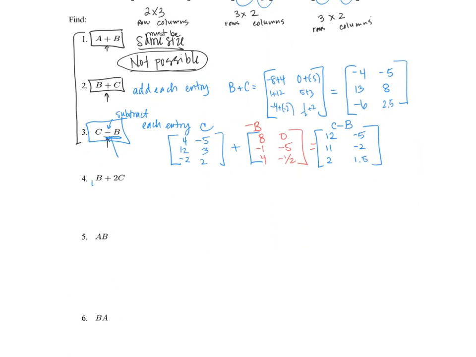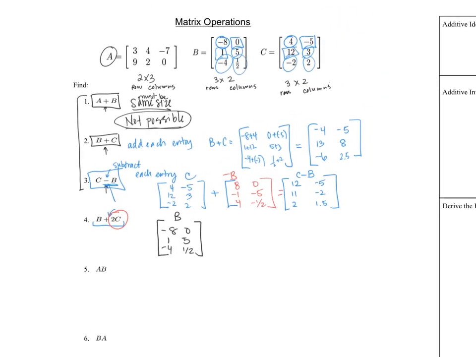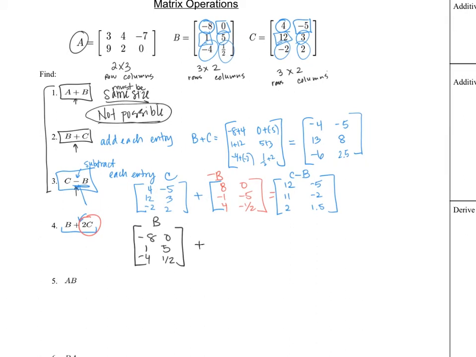Now to find matrix B plus 2C, we are going to add entries, but we're looking at double whatever C is. So I can write out matrix B first. Matrix B, again, was -8, 0, 1, 5, -4, and 1/2. Just double checking that. And so we're going to add to that double C. Double C means 2 times every entry in C. So that would become 8, -10, 24, 6, -4, and 4.